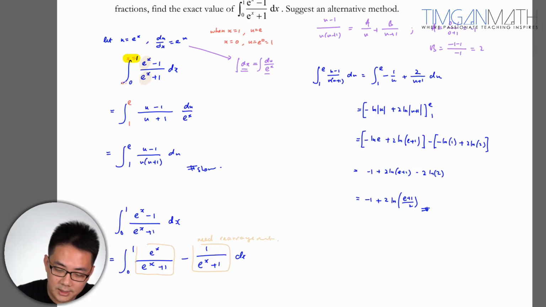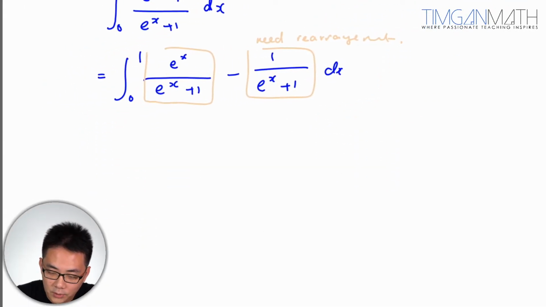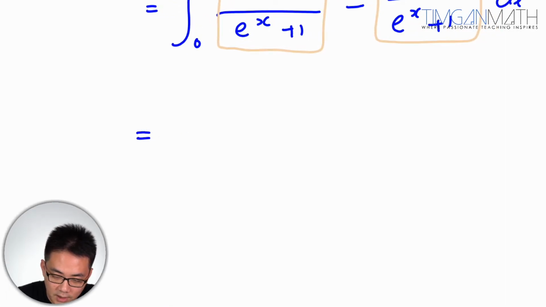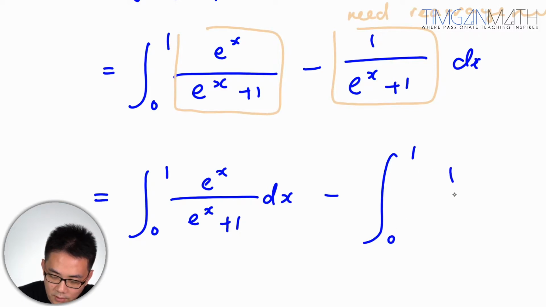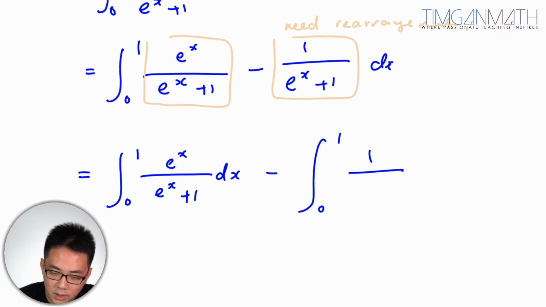Now in this case, what I'm going to do is split it up. So this part here will be the integral from 0 to 1 of 1 over e^x plus 1, so this is my u, dx, minus, this will be the integral from 0 to 1 of 1 over e^x. This needs rearrangement because you can't possibly integrate this straight. So what you do is just multiply with e^(-x).